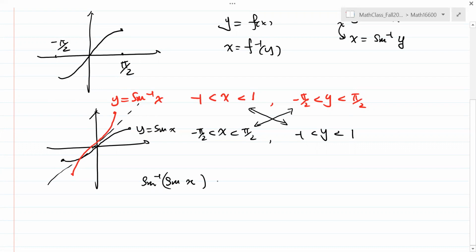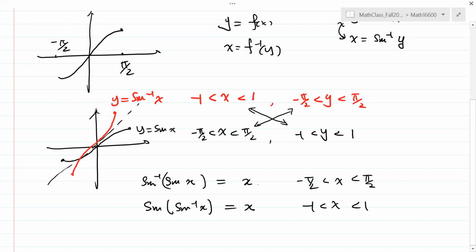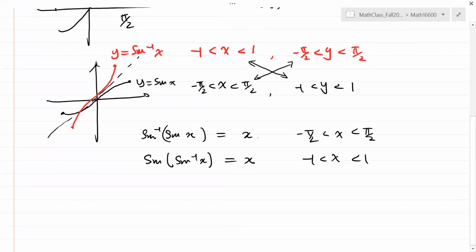And then you should get x, where x is between negative pi over 2 and positive pi over 2. Similarly, if we put sine outside and sine inverse inside, you also get x. You can put the y there. Then x is between negative 1 and positive 1. Those are the two identities. They are very important identities. We use them to find the derivative of the inverse function.